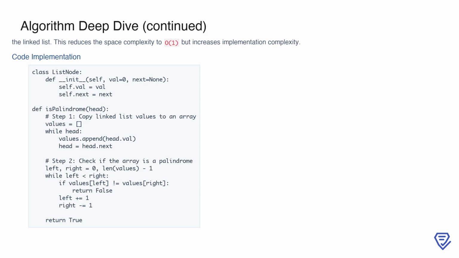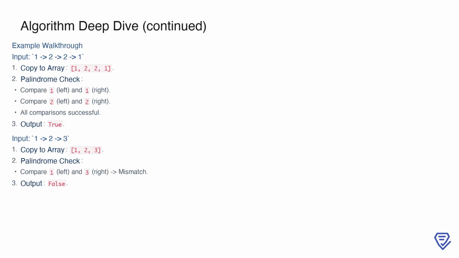This code is straightforward and effectively implements the two-step process of copying values to an array and performing the palindrome check. To see this algorithm in action, let's walk through a couple of examples. For the input linked list 1-2-2-1, we first copy the values into the array 1, 2, 2, 1. Then, we compare the values at the two ends. 1 and 1 match, as do 2 and 2. Since all comparisons succeed, the output is true.